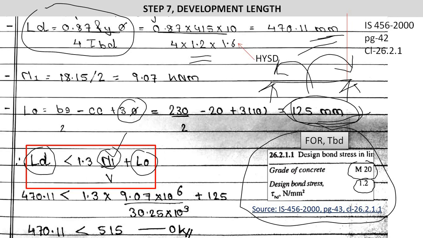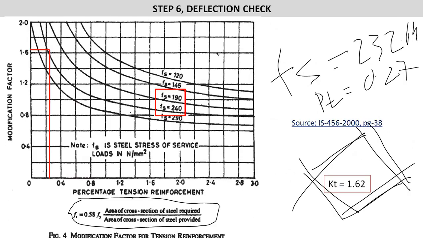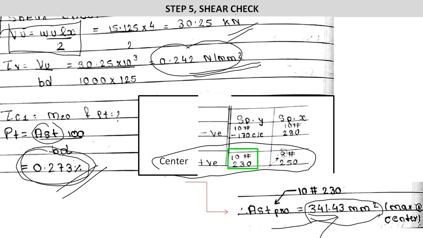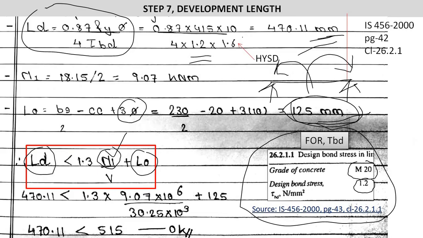So we'll put all the values in this equation, and the value of V we will use as 30.25 kilonewton, which has been calculated in step number 5, shear check. So we put all the values in this equation, which has been highlighted in the red box. So the equation is okay, which means LD is less than 1.3 M1 upon V plus L0, which means okay. So no development length is required.